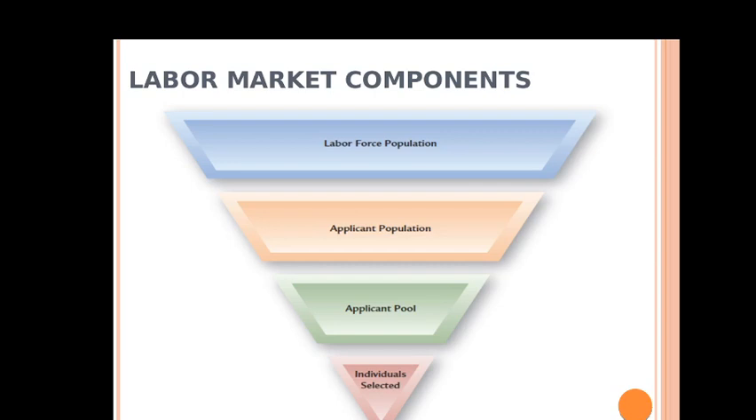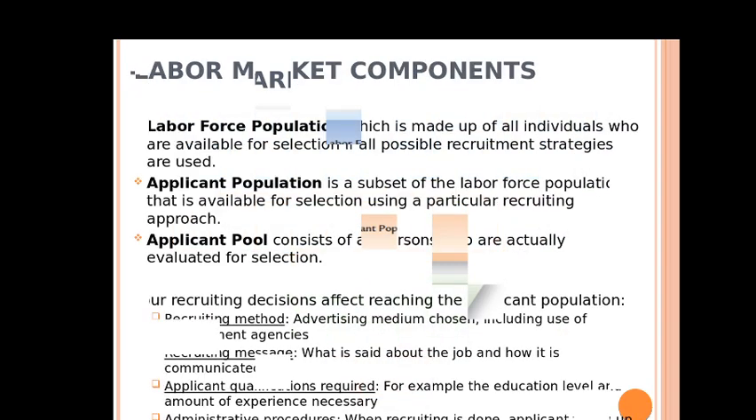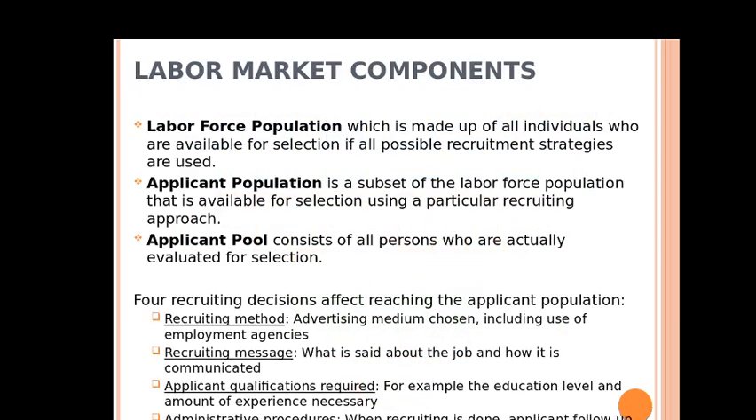Let's say the candidate being selected rejected the offer. Then you go back to the applicant pool again, or perhaps the applicant population, and you have to rerun your ad and rerun the recruitment process. So that is the essence of this figure here.